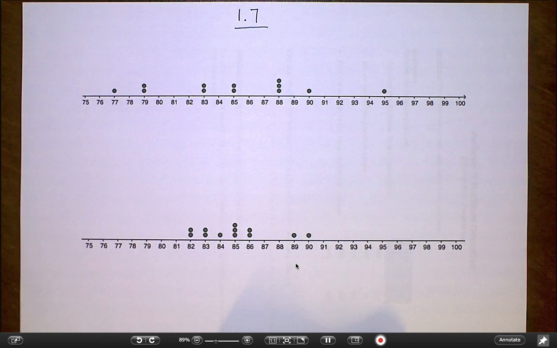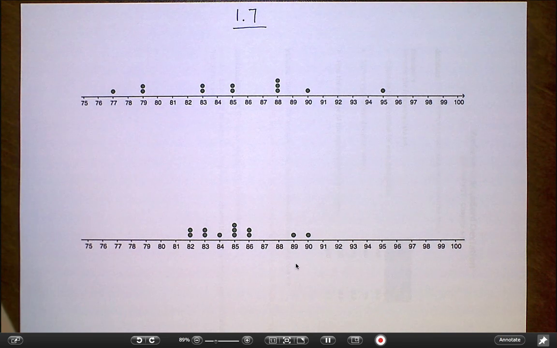Hi everyone. So this video will go along with lesson 1-7 from the Algebra 2 textbook. This will cover variance and standard deviation.